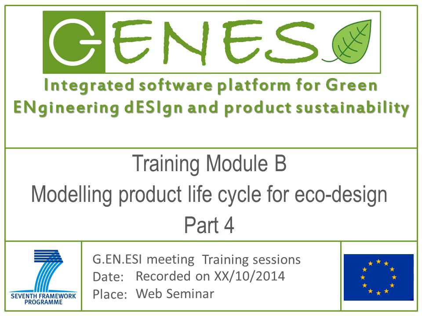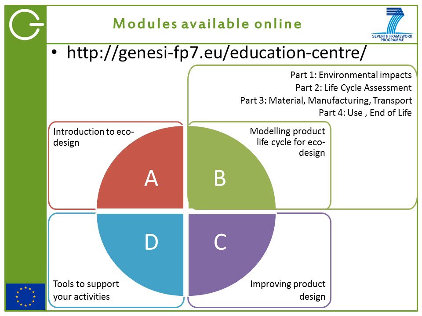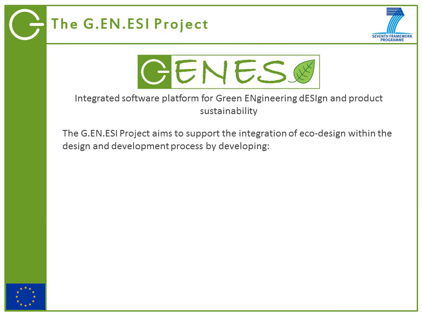Welcome to the fourth and last part of training on Module B of the G.EN.ESI project. Module A of this video series gives you an introduction to the two fundamental concepts of eco-design, lifecycle thinking and environmental assessment. Module B will provide you with a detailed procedure to model the product lifecycle and perform an environmental assessment. This fourth part of Module B will focus on the final phase of product lifecycle, use and end of life. Those two phases dominate the environmental impact of a lot of electronic products.